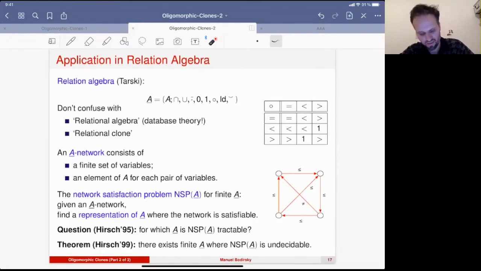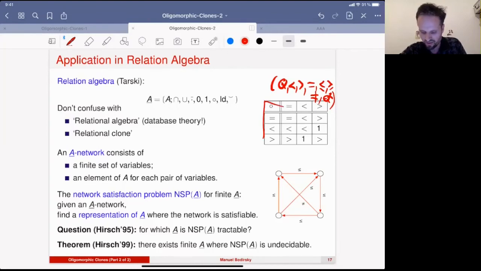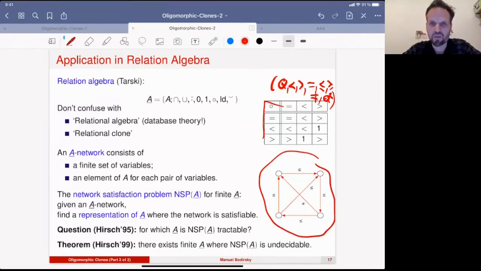If my relation algebra is, for instance, the relations over Q, strict order, less than, greater than, equals, and so on, well, the composition table between the basic relations I've drawn here. Then this would be such a network where I can label, for instance, that two variables should be in the relation less than or equals. And the question is, given such a network, is it satisfiable in some representation of the relation algebra? For instance, in Q. Q, you can check, is a representation of this table that I've drawn to you.